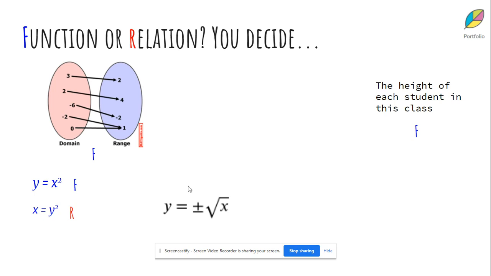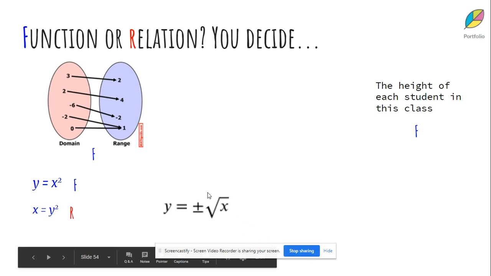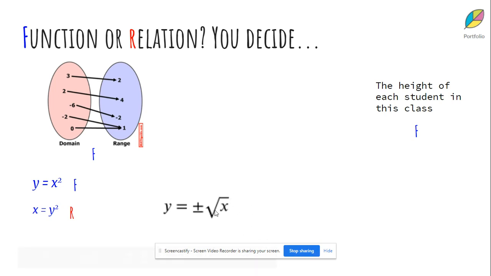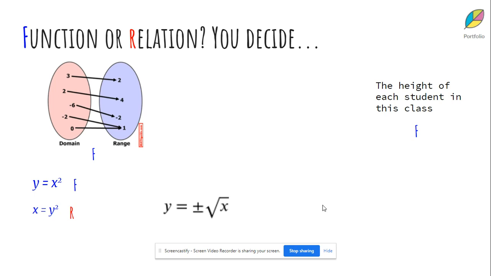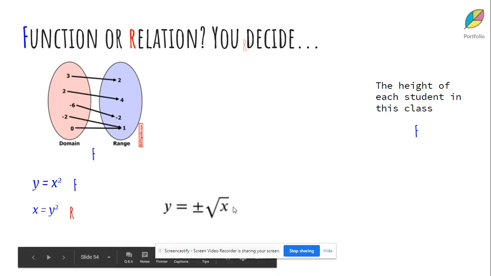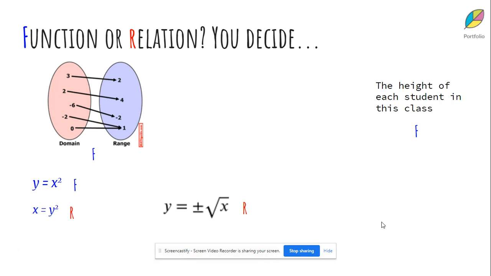Okay, what about this? Y equals plus or minus the square root of x. Well, because we have the potential for a positive and negative value, this makes this a relation, because if I put here 9 for x, the output would be plus or minus 3. Therefore, there's two possible values for the output. It cannot be a function.